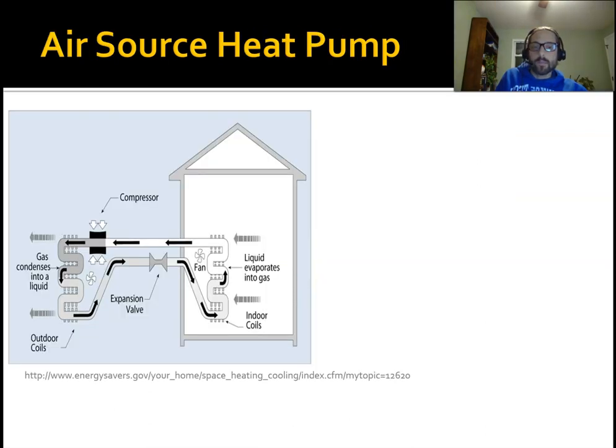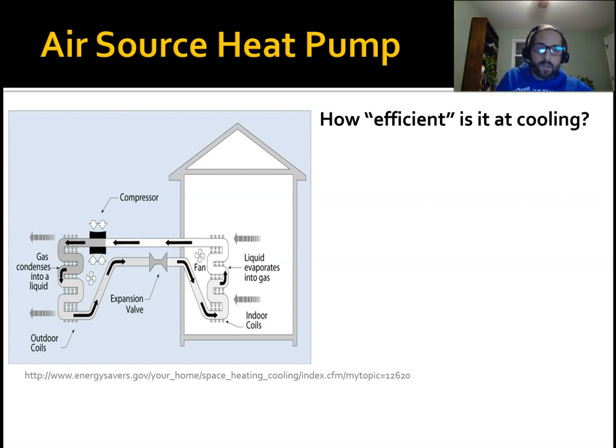Okay, lots of acronyms. As a review, with an air source heat pump in cooling mode, we are pulling heat from inside and dumping heat outside. If I want to know how efficient it is, it's not really how efficient it is, but how effective it is at cooling. It's not technically efficiency because you're not converting energy from one form to another, you're just using electricity to move the heat. But here's how you rate what we'll just call the efficiency of an air source heat pump.